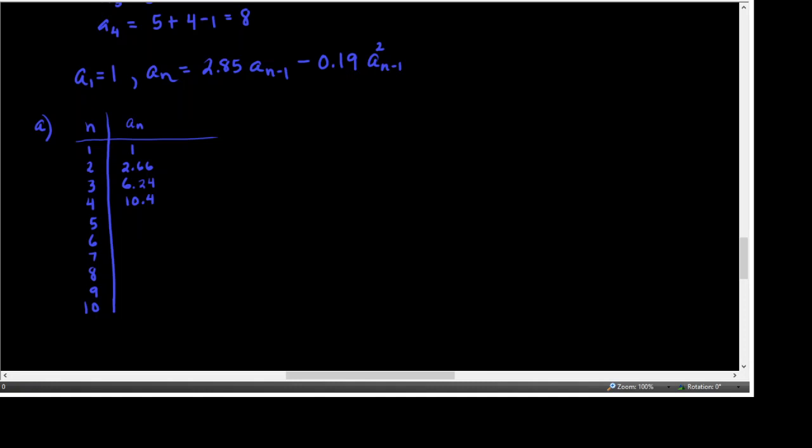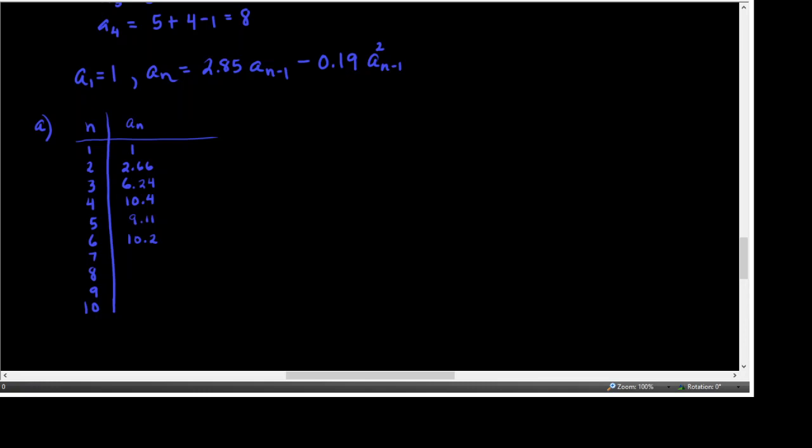Okay, so for 5, 2.85 times our last answer, 10.4, minus 0.19 times 10.4 squared. And when I say 10.4, please remember that's a rounded version of what I'm actually typing in my calculator. And I get 9.11. So a sub n for n equals 6 is 9.11. I take that answer times 2.85 minus 0.19 times that same 9.11 answer squared, and I get 10.2.